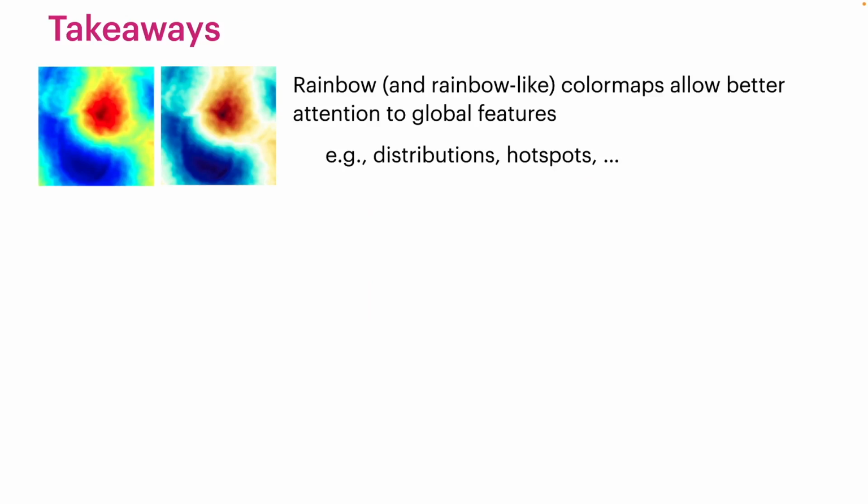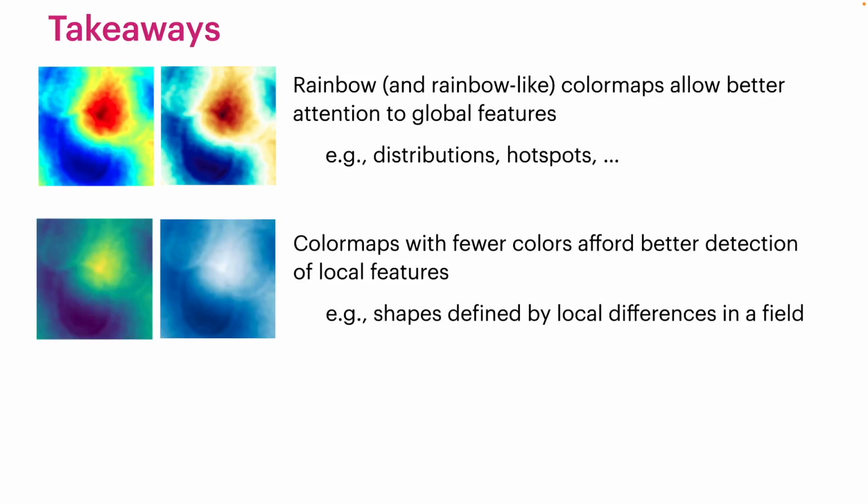So the takeaways are that when people look at rainbows or some other colorful design, they are more likely to notice global features in the data. This is quite useful to draw attention to things like distributions, hotspots, and even implicit contours. On the other hand, when looking at a less colorful visualization, people will probably favor focusing on local features. This includes shapes and outlines and other features that are defined by local differences in the data.